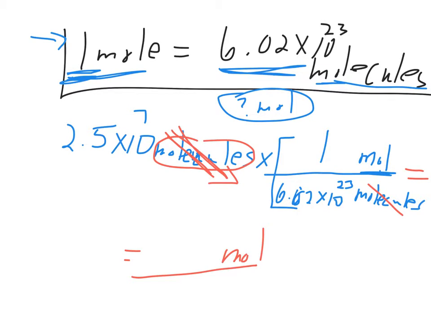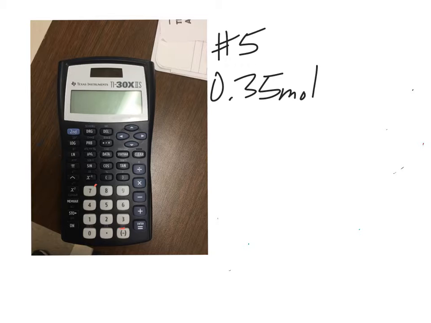Let me pause for a minute. Pick 1 through 5. Number 5. Okay. Number 5, they're giving you 0.35 moles, right? What are they looking for? How many molecules?